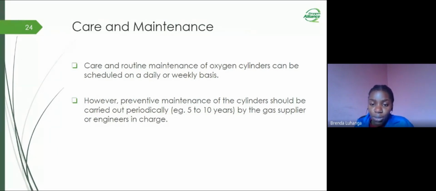I will also continue to give you the proper care and maintenance for oxygen cylinders. So this can be scheduled to be cared for and routinely maintained on a daily or weekly basis. You can also provide preventive maintenance periodically, especially by the gas suppliers or the engineers in charge.